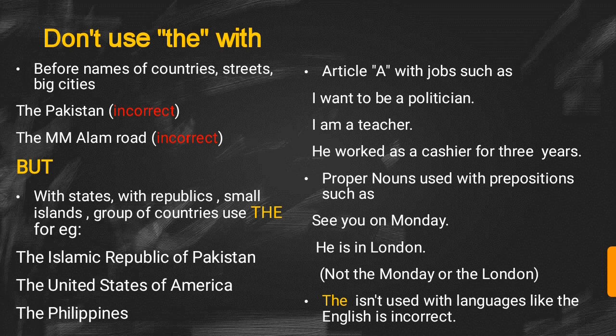The next rule is never to use the article the with jobs or professions. Rather, use article a with jobs, such as I want to be a politician, I am a teacher, or he worked as a cashier for 3 years.